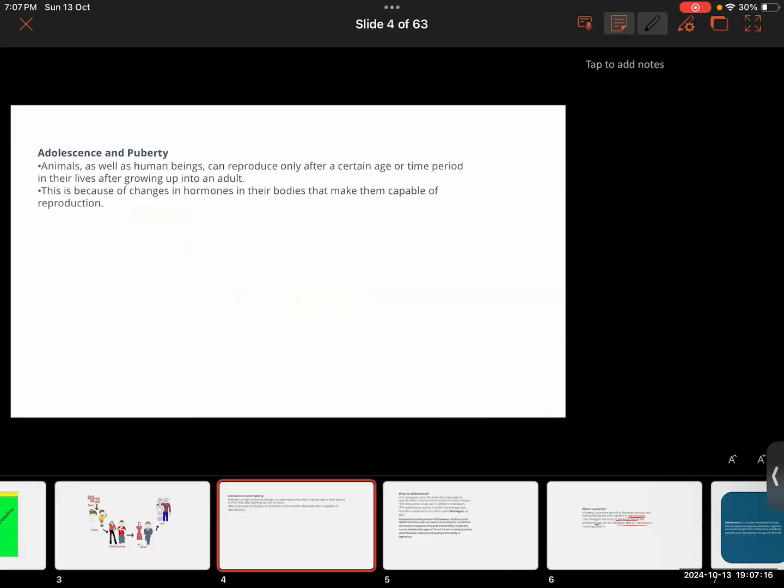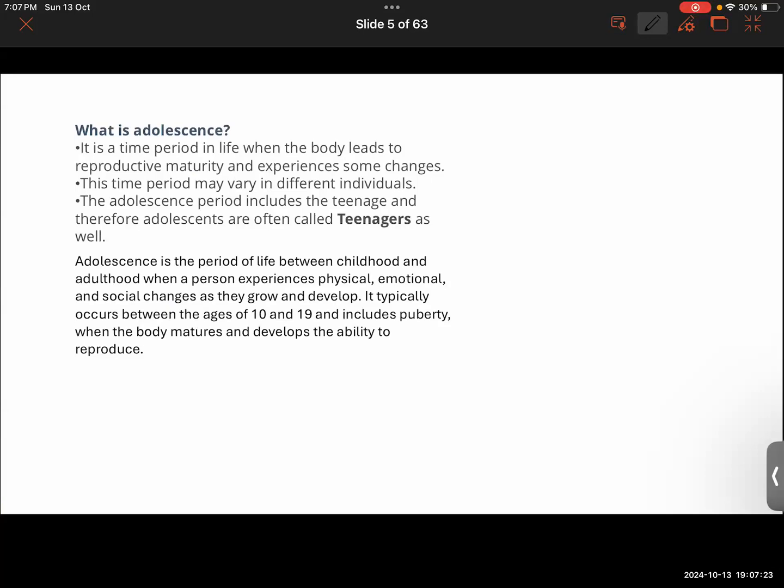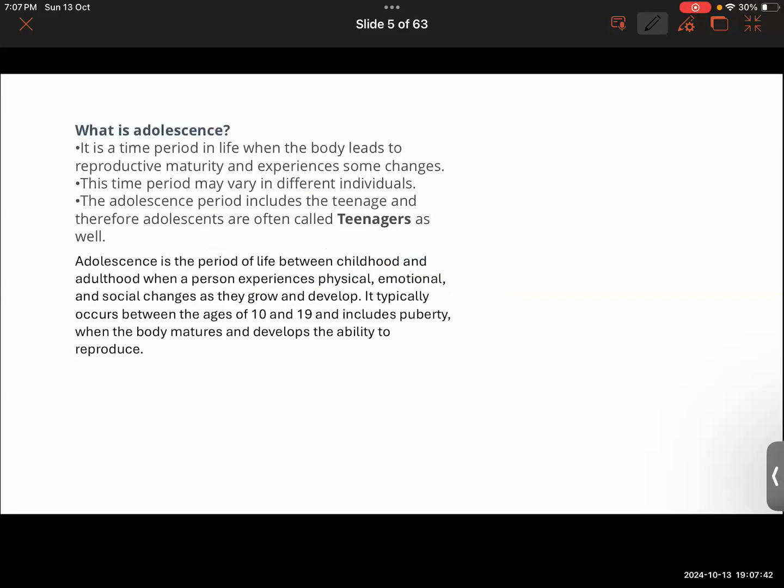So, guys, in the chapter so far, we learned about what adolescence is. We learned that organisms are capable of participating in reproduction only after a certain age in their lifespan. Particularly, we learned about adolescence. It is the period of life between childhood and adulthood. They are going through a phase of transformation where the body develops. The body will go through physical changes, psychological changes, and social changes, right? And there will be development of the reproductive organs also, and it typically occurs between the ages of 10 to 19.